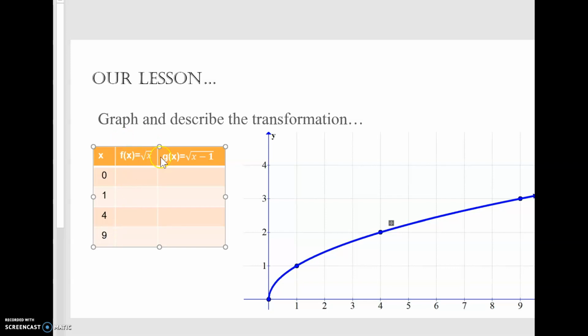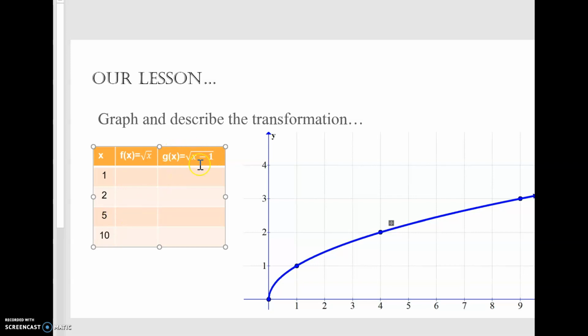Since we already have the graph of the parent function here, I will change these x values into values that will give me an exact square root. I cannot have 0 because that will be imaginary. That is part of our domain. I cannot have 0 for x for this kind of function. So let me change that table of values to 1, then 2, then 5, and then 10.